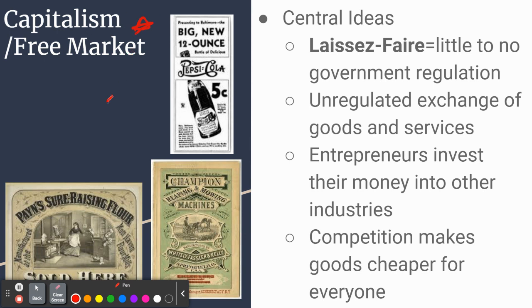So the central idea of capitalism is laissez-faire. It means hands-off in French. The government has no regulation on the economy. You decide what you're going to put in your product. You decide where you're going to sell it. You decide where you're going to make it.